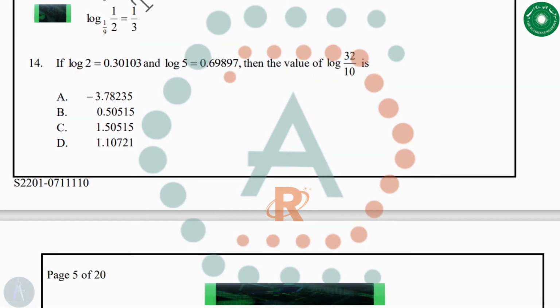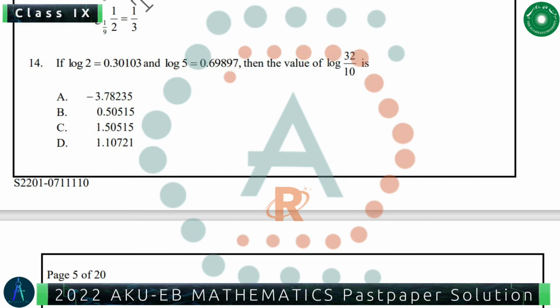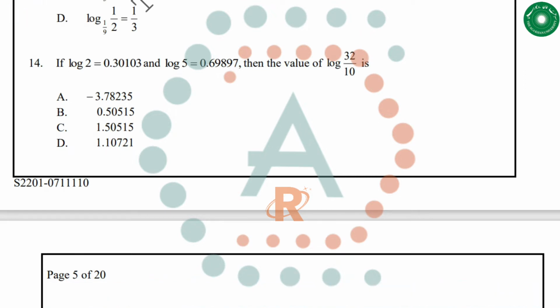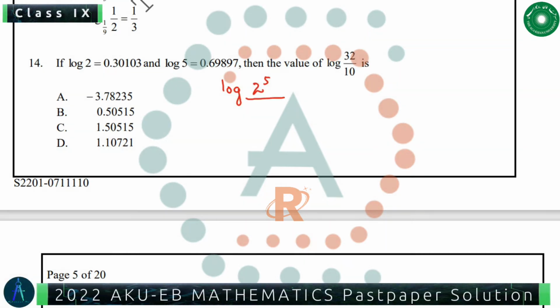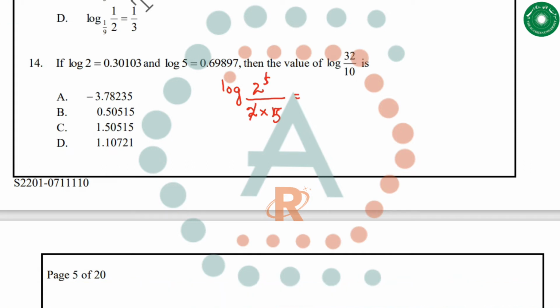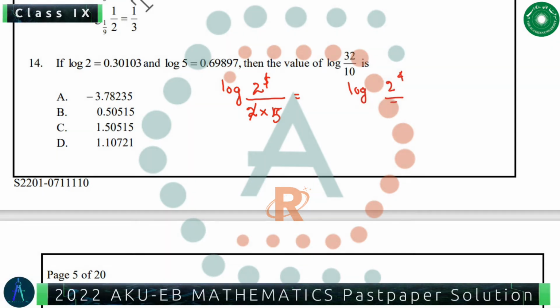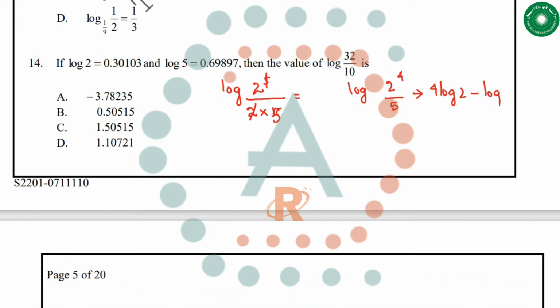Then we have question number 14. Log of 2 equals 0.3010. Log 5 is this. We have to find the value of log 32 over 10. For that, we can simplify this as log of 2 raised to the power 5 divided by 2 multiplied by 5. So 2 will be cancelled out. We will get log of 2 raised to the power 4 over 5.